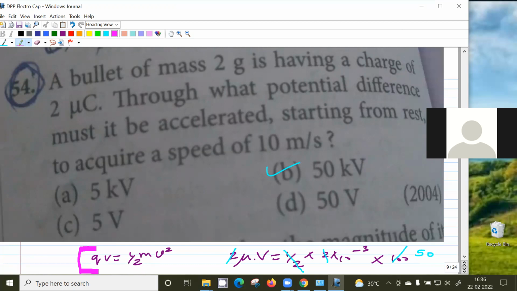The gain in the kinetic energy is equal to the work done on the charge, or the work done by the electric field on the charge. So work done on the charge is Q into V. If a charge passes through a potential difference of V, then the work done by the field is Q into V. That you know, right? Yes, sir. So that should be equal to the gain in kinetic energy. So this is the work energy theorem. Work done goes in increasing the energy.